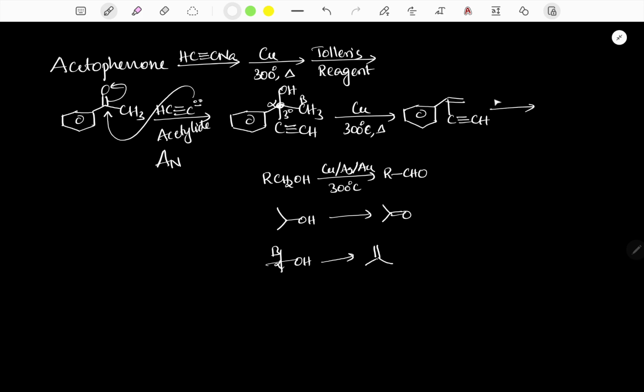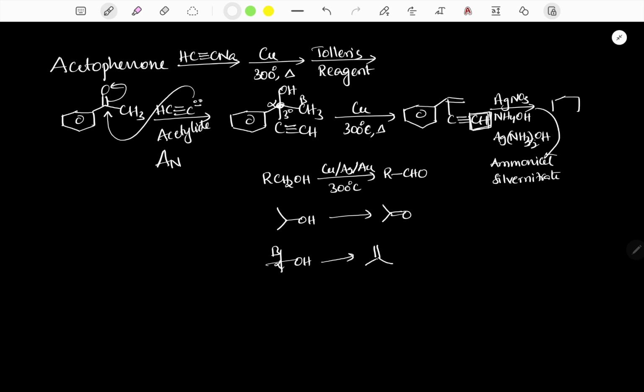Now it is treated with Tollens reagent. Tollens reagent is AgNO3 NH4OH, otherwise Ag(NH3)2OH. It is called ammoniacal silver nitrate. So this is a test for terminal alkyne.